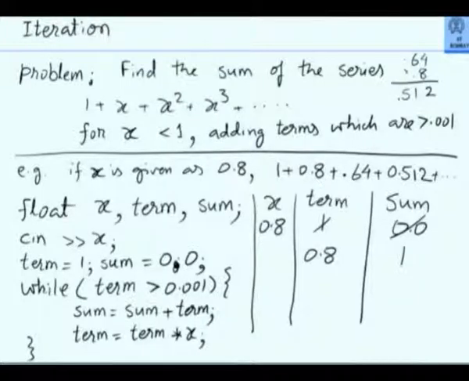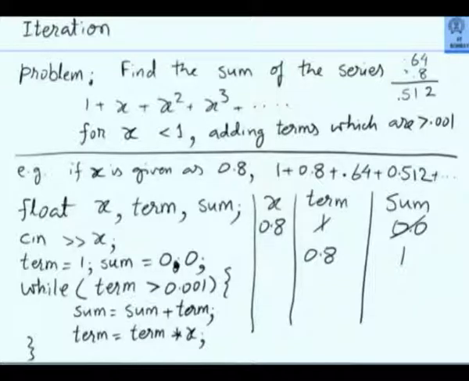Now I come to the closing curly bracket. Closing curly bracket means what? Iteration is over, go back and check the condition again. So I go back and check what condition? Is term greater than 0.001? It is. What is my term? 0.8. So I come inside the iteration again.